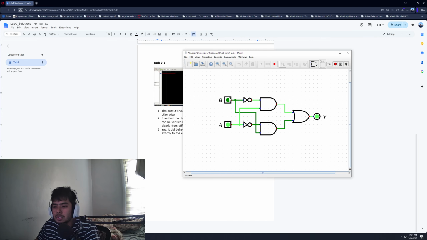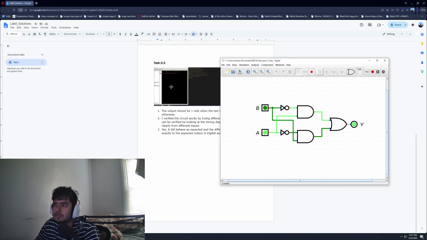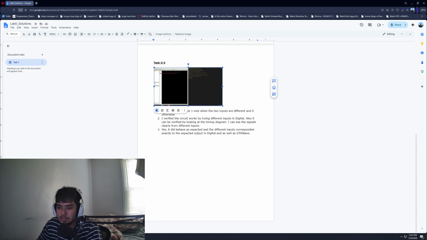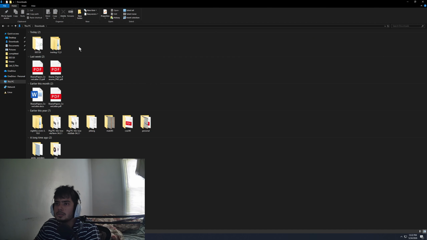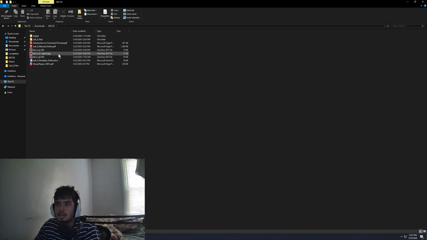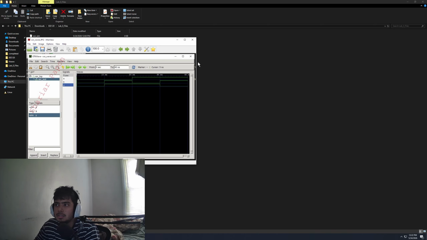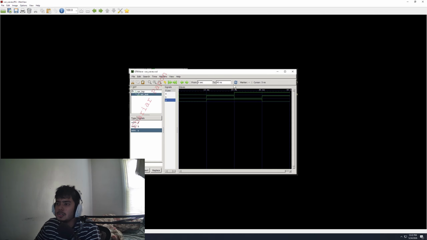We can also look at it in GTKWave. I don't have it open, but I do have the image. Let's see. Here, files and then the waves. I do have the image here as well. So I got a screenshot from GTKWave opening the Verilog file exported from Digital.